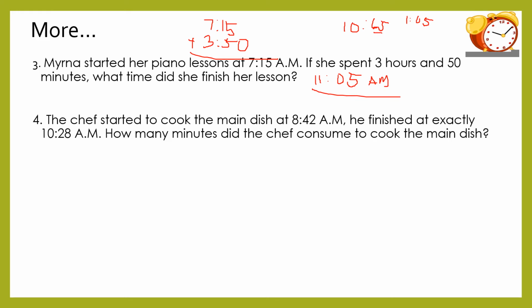Okay, next. The chef started to cook the main dish at 8:42 a.m. and he finished at exactly 10:28 a.m. Again, let's read now. The chef started to cook the main dish at 8:42 a.m. and he finished at exactly 10:28 a.m. How many minutes did the chef consume to cook the main dish?